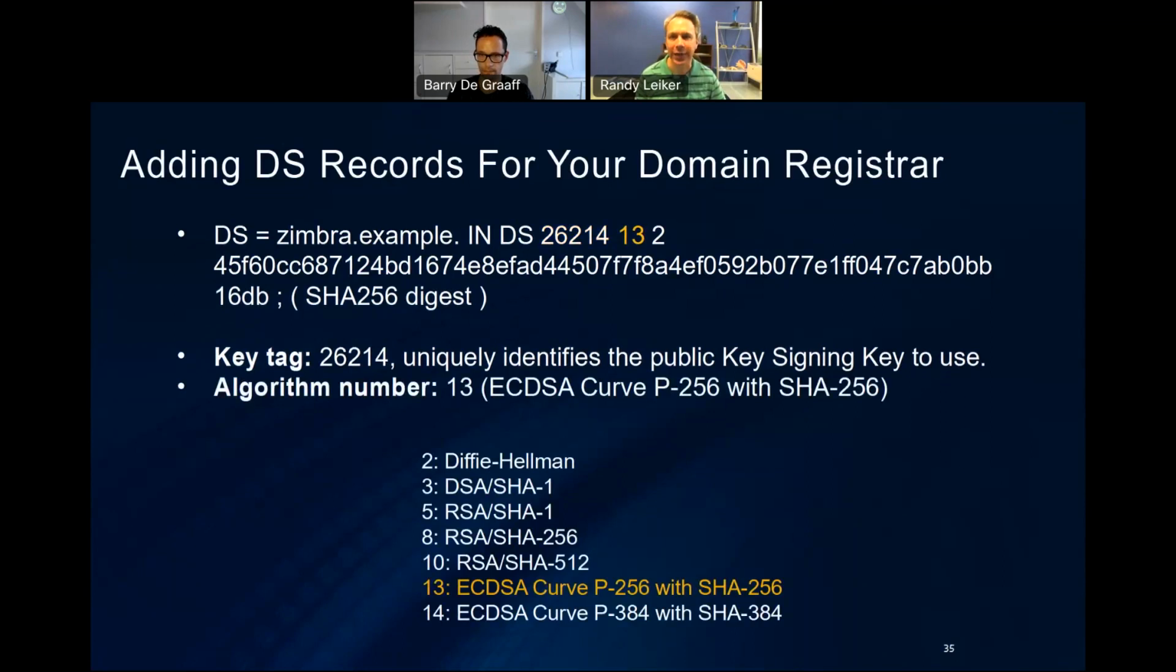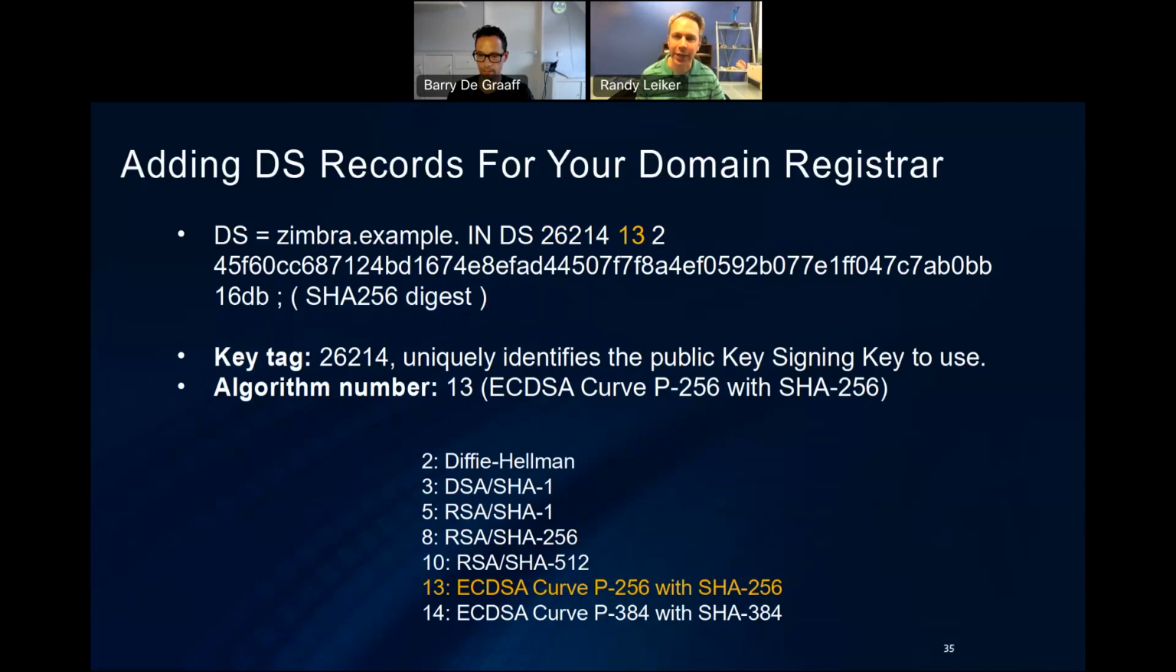The next number in the DS record is 13, and this refers to the algorithm number, or encryption algorithm. When DNSSEC was first created, the authors anticipated that as technology progressed and got better, encryption algorithms would eventually become too weak to keep DNSSEC records secure. So they built in support to have a near unlimited number of encryption algorithms that could be added over time without needing to completely re-architect the DNSSEC standard every single time they want to add a new algorithm.